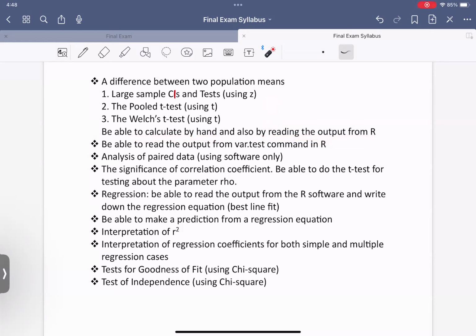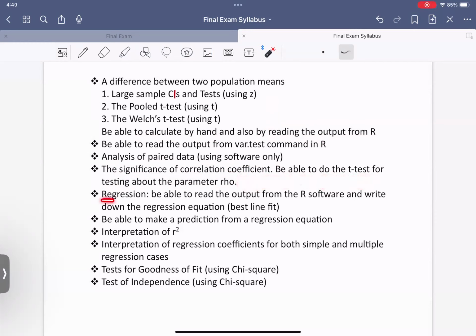All right, next one, you're going to see the question about analysis of paired data. This one is going to be the part where we use the software only. Next one is the significance of the correlation coefficient. You should be able to do the t-test for the test about the parameter rho. Remember, we learned in class that rho is the correlation coefficient, and you can do the t-test for rho equal to 0 versus H1, for example, rho not equal to 0, something like that. You can use the t-test to determine the result of this hypothesis test.